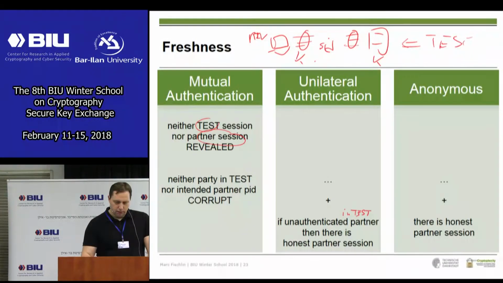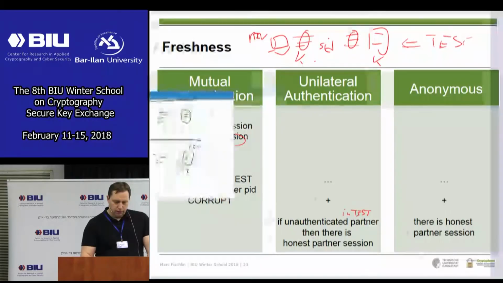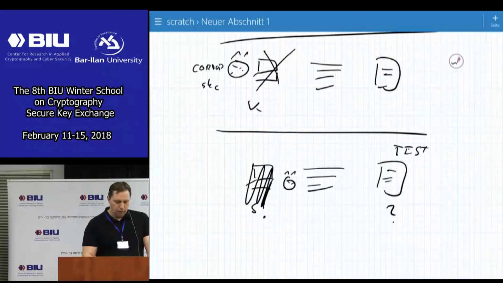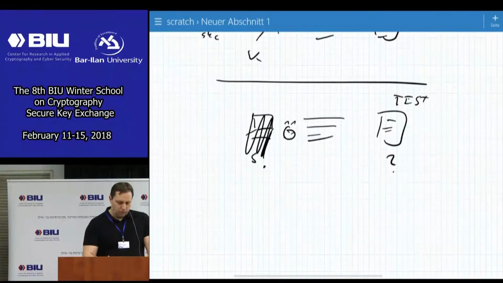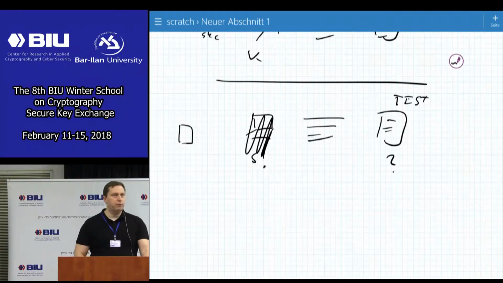Let's say you test this one, and you say that these are partnered. They have the same session identifier. Then I cannot make a reveal on this one. Because if they're partnered, according to session identifiers, they also hold the same key, and this would be a trivial attack.